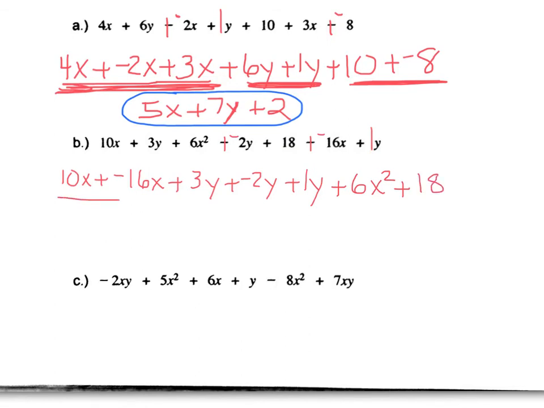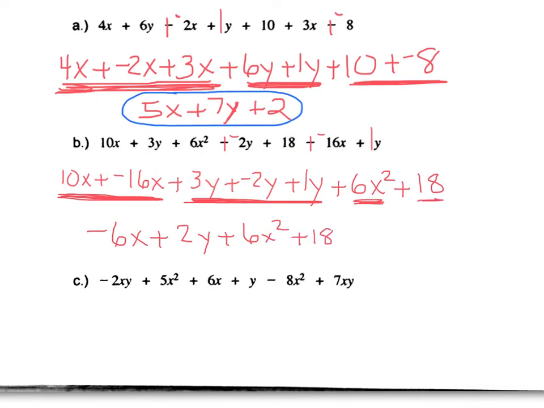Okay, I can add 10x plus negative 16x. That's like I had 10 apples and then I lost 16 apples. I'll be behind, so negative 6x. Then 3y plus negative 2y, that's like 3 bananas. Lose 2, gain 1 back. If I have 3 and I lose 2 and I gain 1 back, I'll have 2 bananas, so 2y. Then there's a 6x squared. There's nothing else like that, so that just comes down. And then 18 is the constant. And that would be your answer right there. That's it.